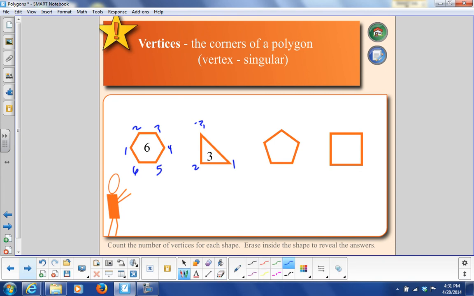If you only have one vertice, like if you were talking about an angle, this right here is your vertice. That would be a vertex. Now here I've got 1, 2, 3, 4, 5 vertices, and here I've got 1, 2, 3, 4 vertices in the square.